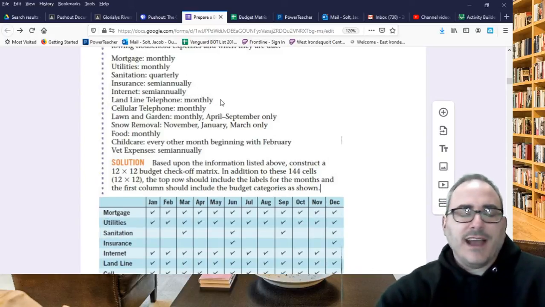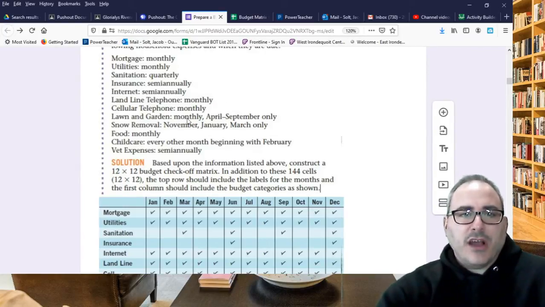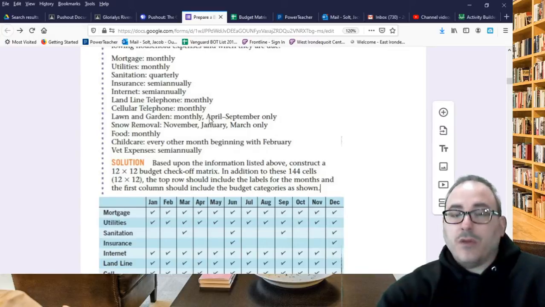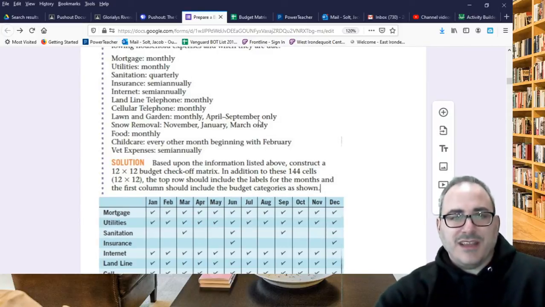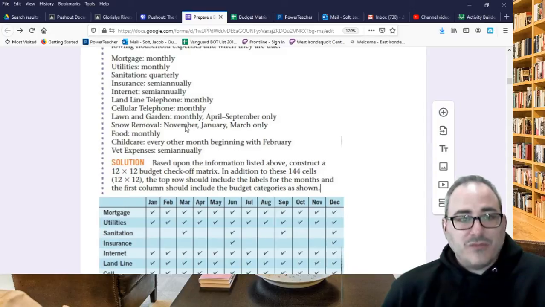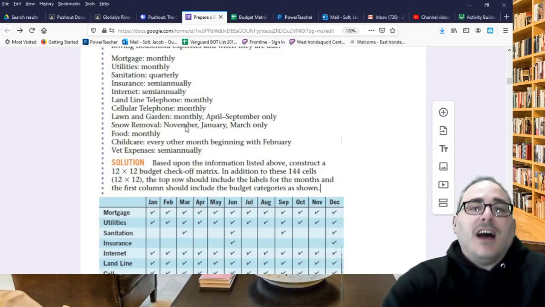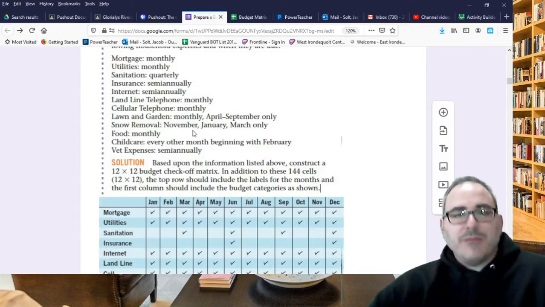Telephone landline. Not too many people have those anymore, but monthly. Cellular telephone, monthly. Lawn and garden, monthly, but only April through September, right? You don't need to pay anyone to mow your lawn at any other time, like in December. Snow removal, though, you guys have to pay. Some people have snow removal. I wish I had that. And it looks like the snow removal place that this person is hiring only charges in November, January, and March, so 3 times during the snowy months.